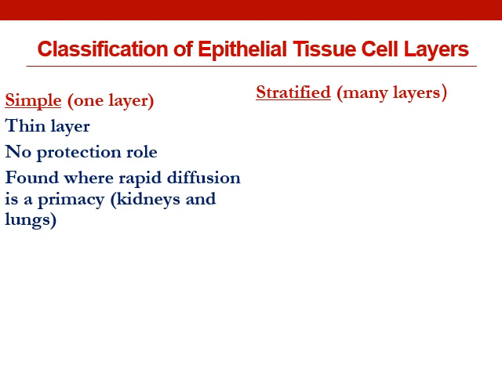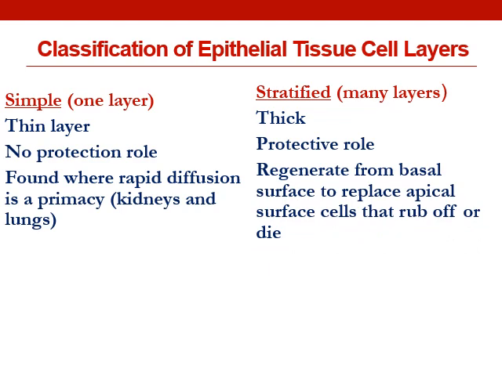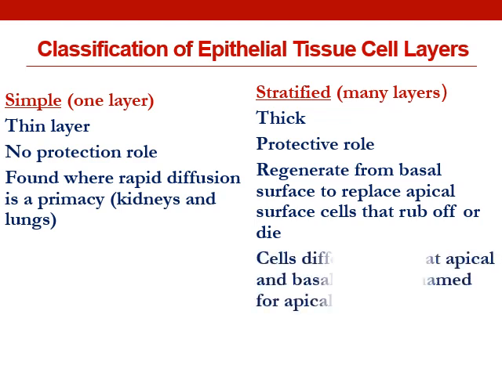While when we say stratified epithelial tissue, that means this tissue composed of two or more than two layers, usually thick, have protective roles, and regenerate from basal surface to replace apical surface cells that rub off or die. The cells differ in shape at apical and basal surface.